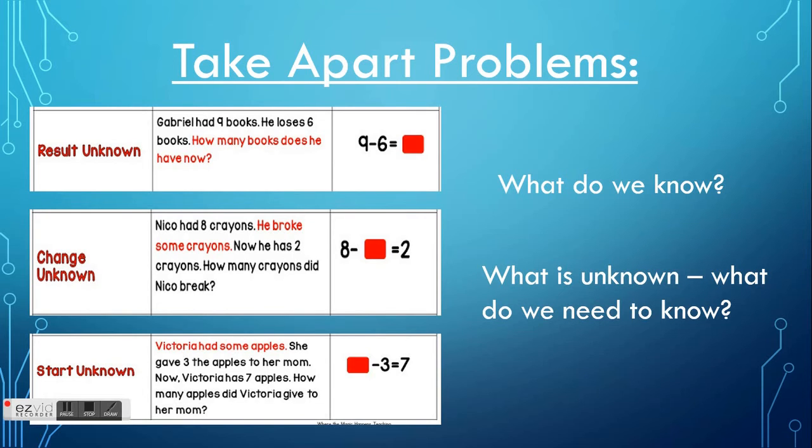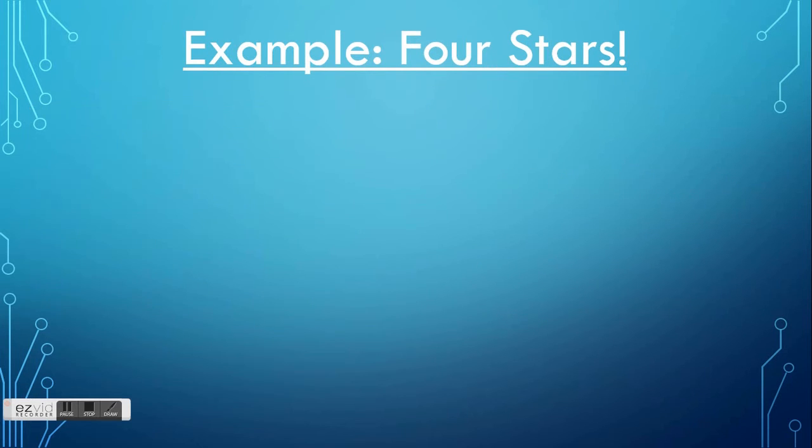Change unknown, that second digit in the equation is the change to the first one. And lastly, the start unknown. Again, in my example, we're going to start with what do we know, and then we're going to figure out what we need to know. So again, I'm going to have an example next, and you can use this with the kiddos if they come across one of these take-apart problems and need a reminder. So here is an example.